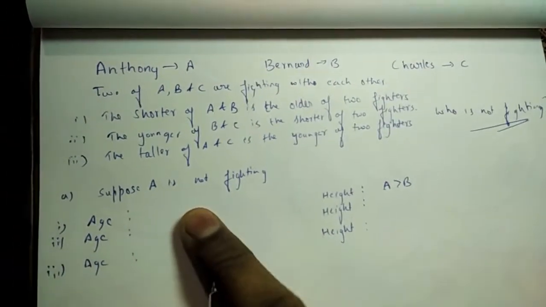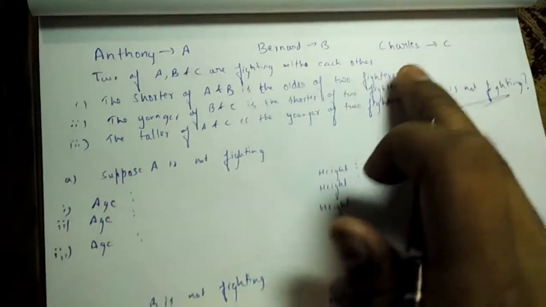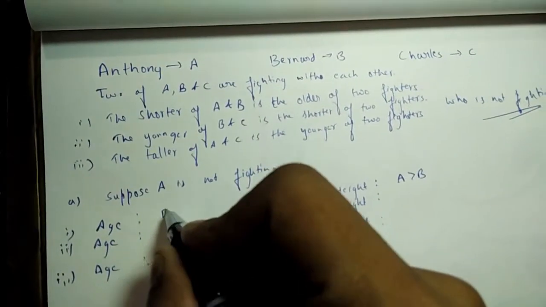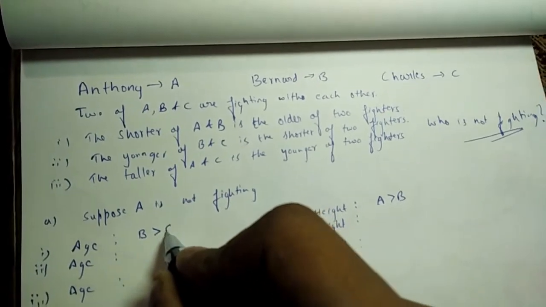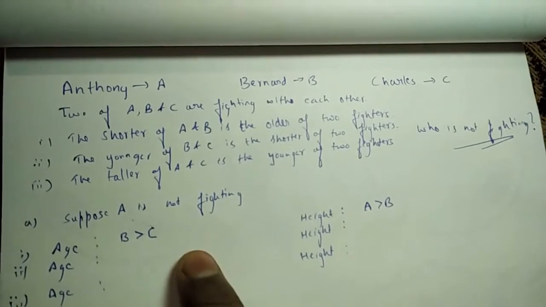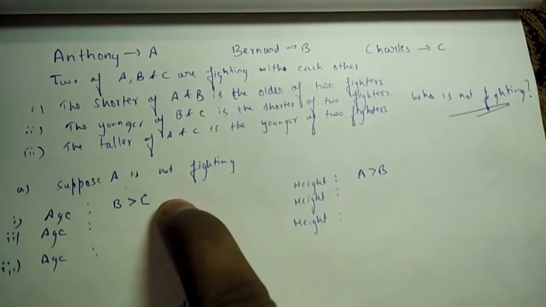And what about the age? It is said that the shorter is the older of the two fighters. As B is shorter, then B is the older of the two fighters. As we have supposed A is not fighting, that means B and C are fighting. Thus B is older than C.